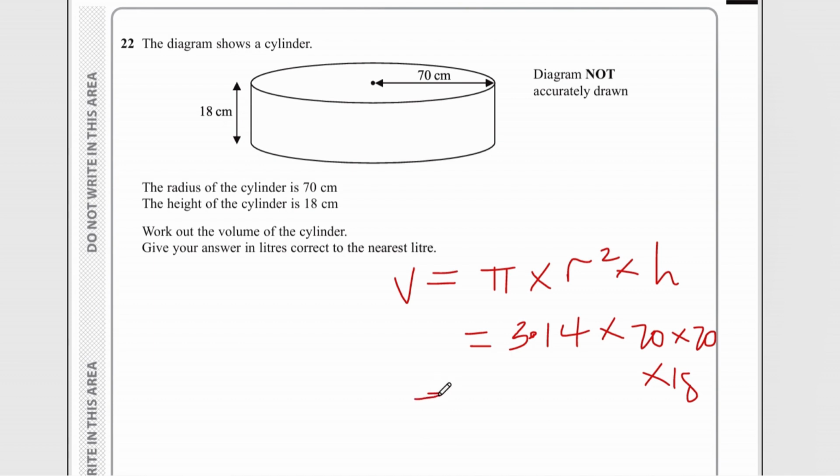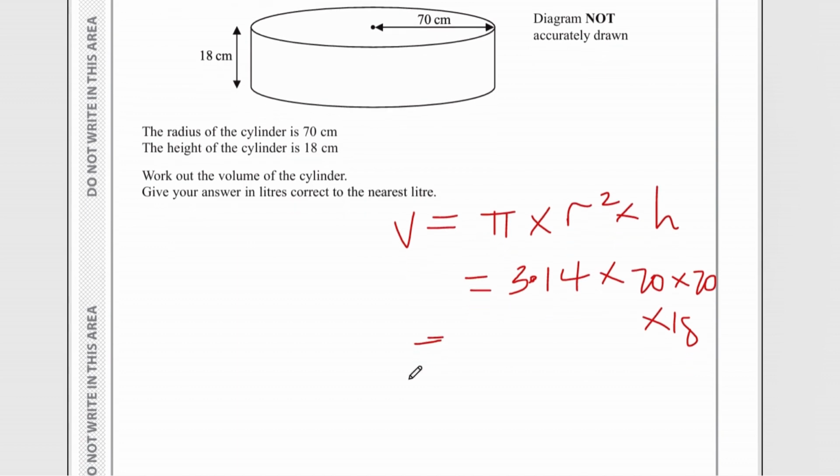So when you multiply 3.14 times 70 times 70 times 18, when you do your multiplication, you're going to have 27 with the 6. So when you do the multiplication, you have 276,948 centimeters cubed. Now they say give your answer in liters to the nearest liter.